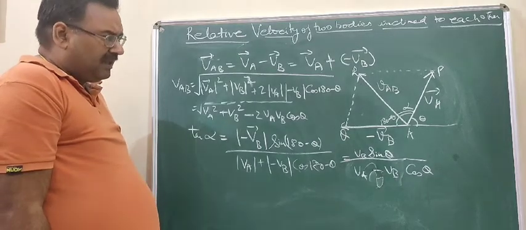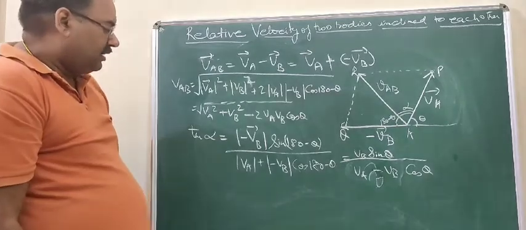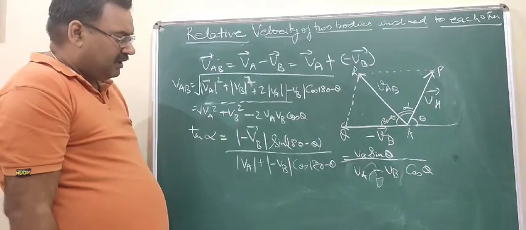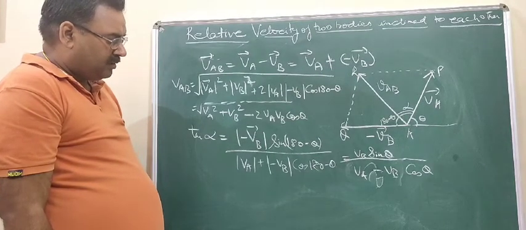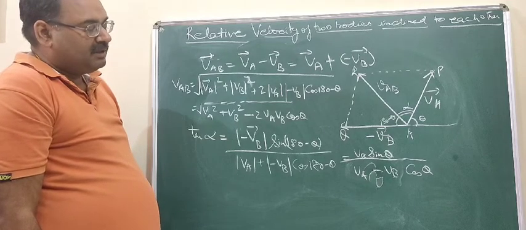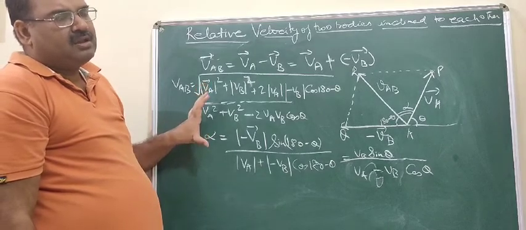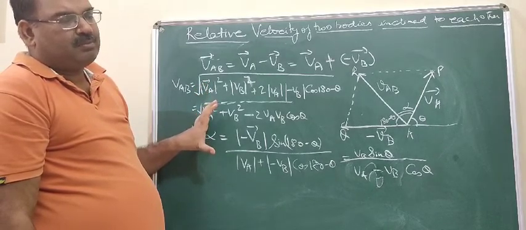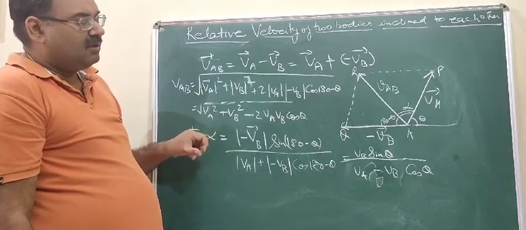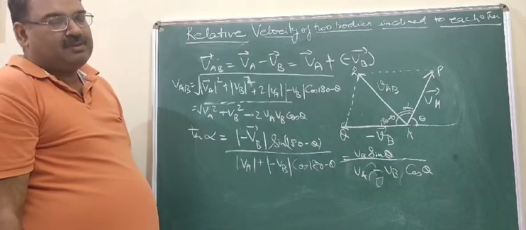Then we have to find out the angle of the relative velocity. So the angle of the relative velocity is given by tan alpha equals modulus of minus VB sin(180 minus theta) upon modulus of VA plus modulus of minus VB cos(180 minus theta). That is equal to VB sin theta over VA minus VB cos theta. So what are we doing? This is nothing new. This is what we have studied in vectors, the law of parallelogram, to find the relative velocity, which is given by the diagonal, and the direction tan alpha, which is given by VB sin theta upon VA plus VB cos theta.